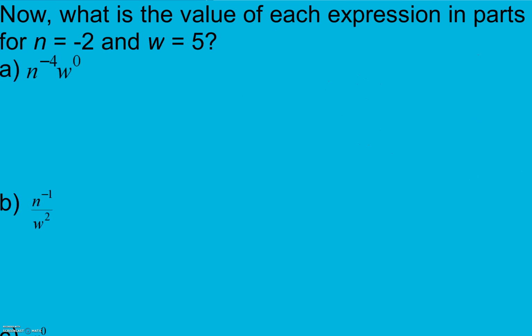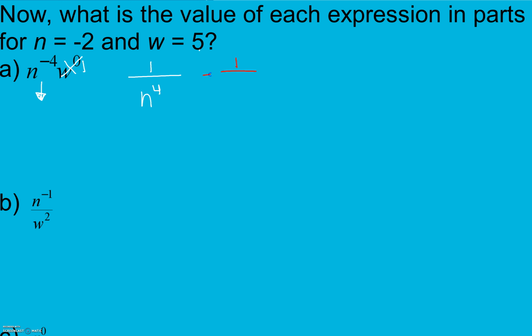Again, here, go ahead and pause and give these a try if you'd like. I have a negative exponent on my n, and I know I'm going to have to get rid of that in order to simplify, so I'm going to move that to the denominator. I also know that w to the 0 power, as long as it's not 0, which it's not, is just going to be 1. So right now I have 1 over n to the positive 4th power.